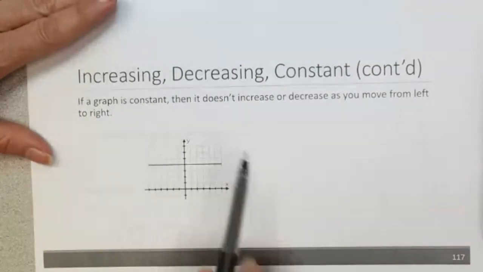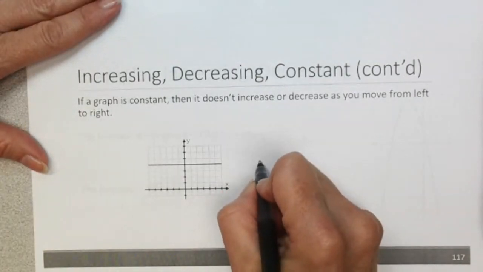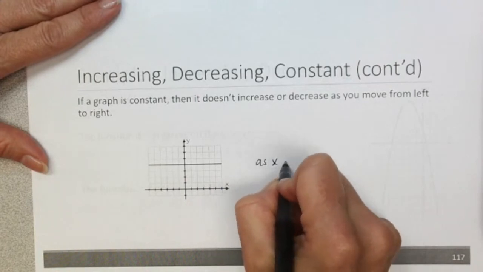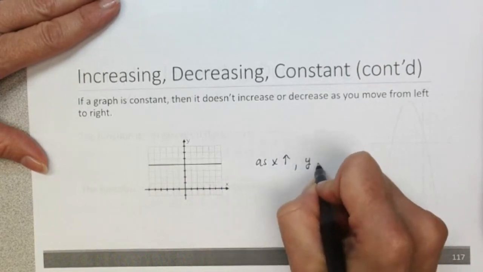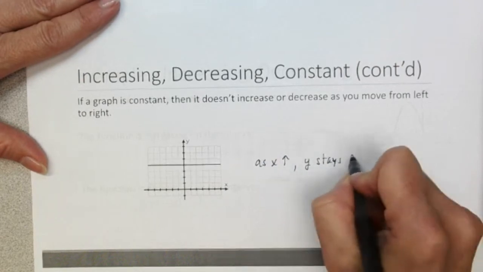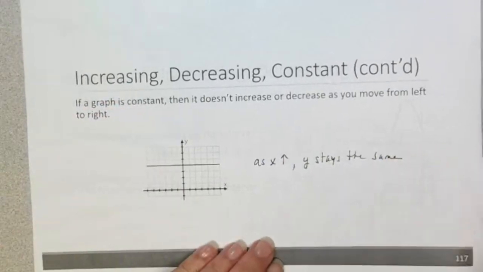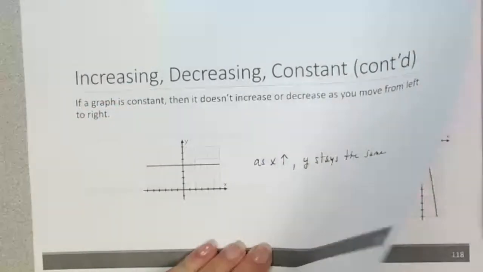A function can also be constant. And that means as you move from left to right, it doesn't change. It can go up or down. Or we could say as x increases, y stays the same, or y is constant. Okay. So let's look at a couple of examples.